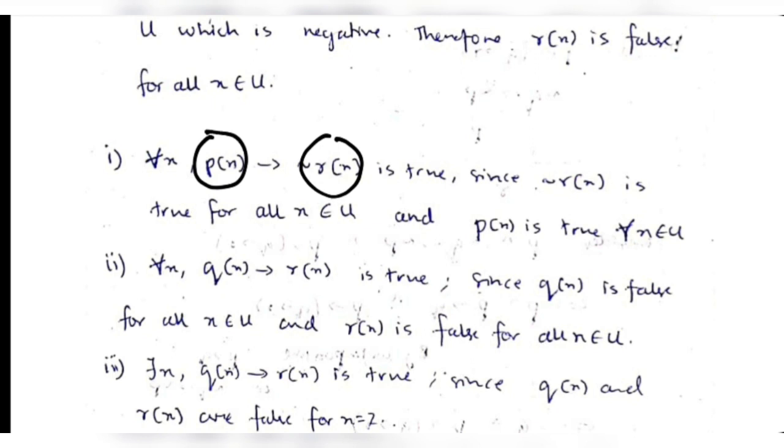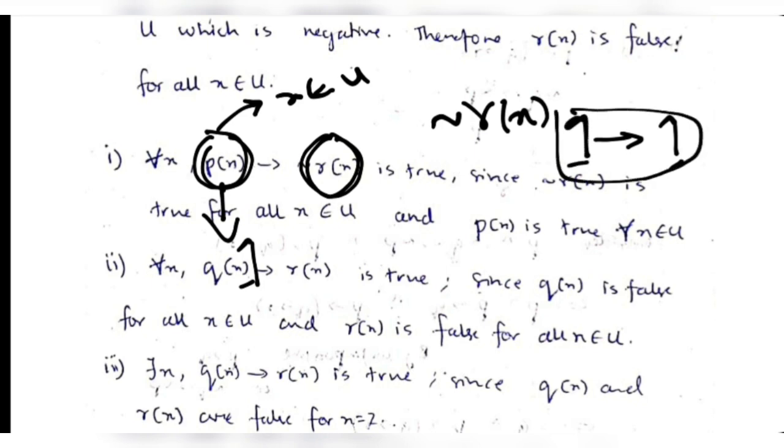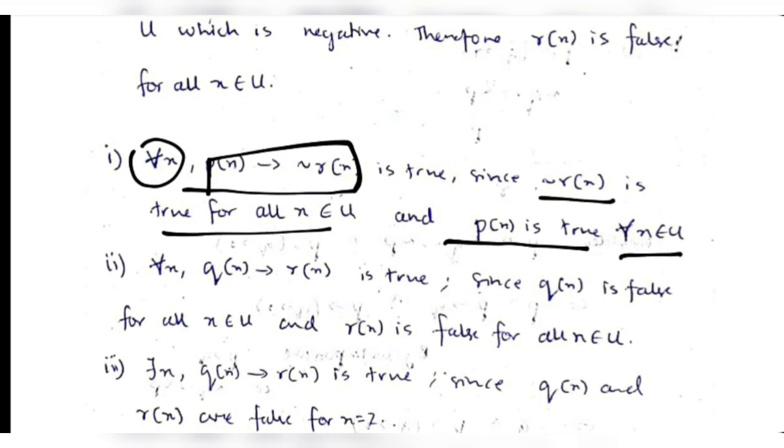This will always be true. Okay, because P of x is true for all x belonging to U, so P of x is always true, so we'll have just 1 here, and then we have this not R of x. See, R of x is false for all the statements, so not R of x will be true for all the statements. So the only possibility we have is 1 conditional 1, which is true. So for all the cases of x, this statement is true. Okay, so P of x is true for all x belonging to U, and not R of x is also true for all x belonging to U.